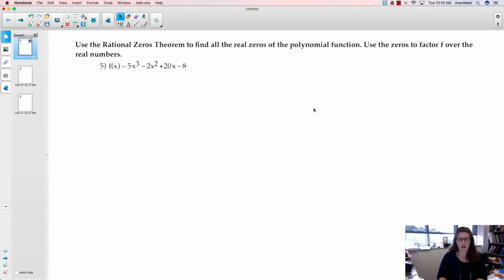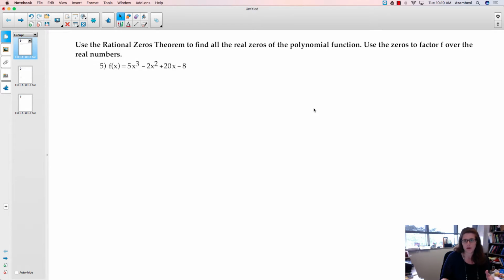Hey everybody, we're going to start where we left off in review part 1. The next problem on here is number 5, and it says use the rational zeros theorem to find all the real zeros of the polynomial function, and then to use the zeros to factor f over the real numbers. So we're going to find all the zeros or the intercept points of this.